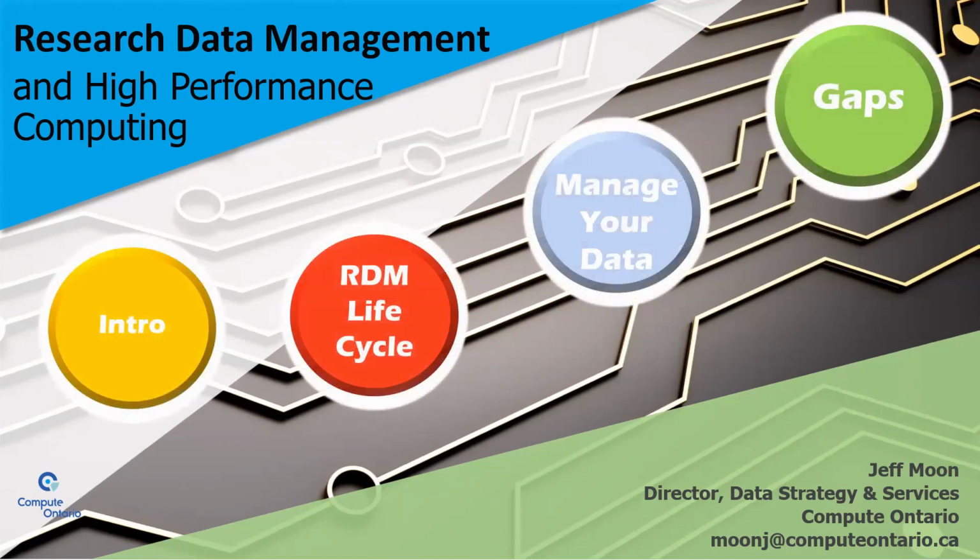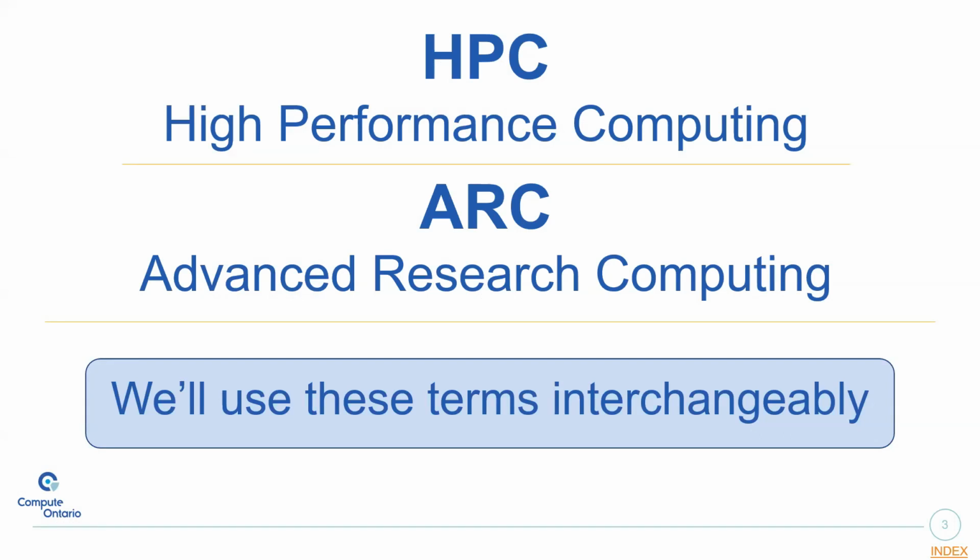Here's what we'll be covering today. We'll have a brief introduction to research data management and its importance in the HPC-based research world, a review of the RDM life cycle and its intersection with HPC, a section on managing your data, and a look at gaps in the ecosystem. And to ensure that I get through all of my slides, we'll be taking questions at the end. Please do take note of any comments or questions you may have as we work our way through these slides. Throughout the presentation, you'll hear me use both HPC and ARC interchangeably. And I just want you to know that I'm not making a differentiation, even if there actually may be one technically.